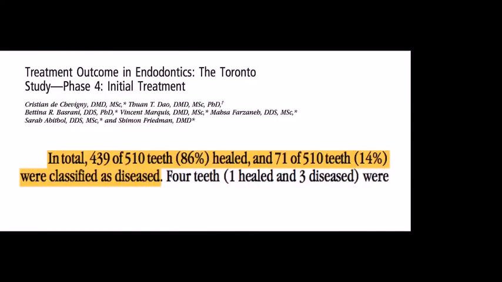What is the success rate that we can expect? We can expect around 85%, depending on whether the case has a previous periapical lesion or not. In those cases with previous periapical lesion, we can expect around 80-85% of success rate. On the other hand, in cases without periapical lesion, we can expect a success rate between 90 and 95.